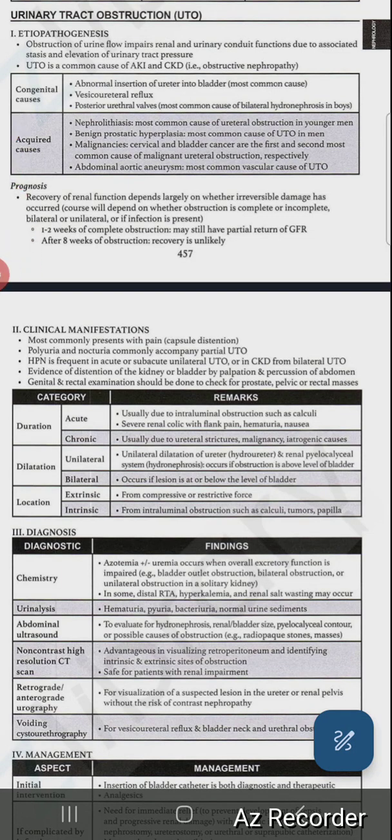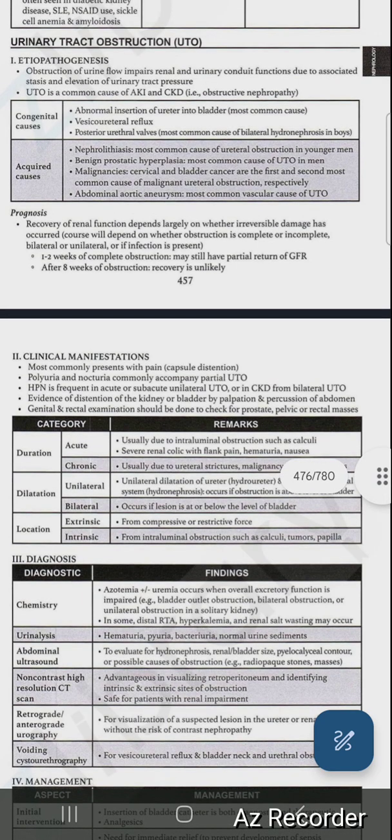Urinary tract obstruction. Etiopathogenesis. The obstruction of the urine flow impairs the renal and the urinary conduit function due to the associated stasis and the elevated urinary tract pressure. Urinary tract obstruction is a common cause of AKI and CKD, obstructive nephropathy.